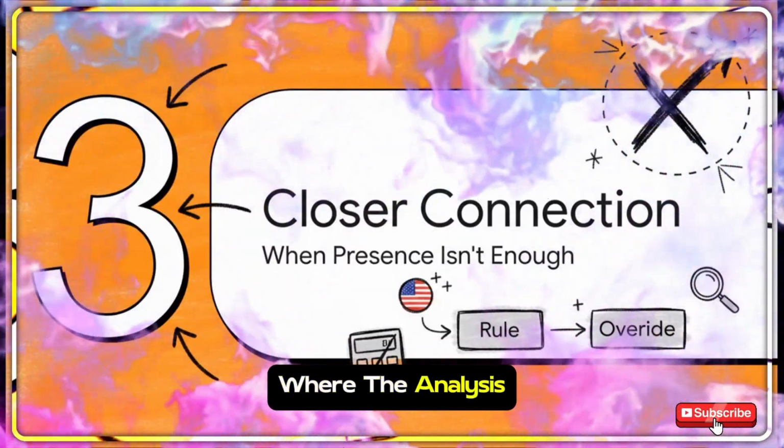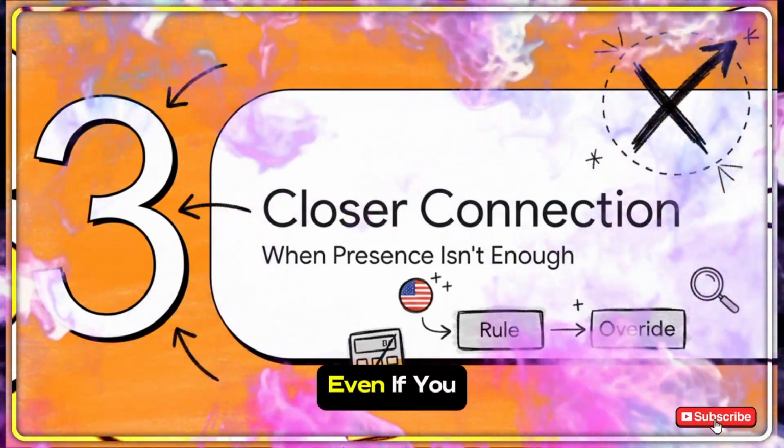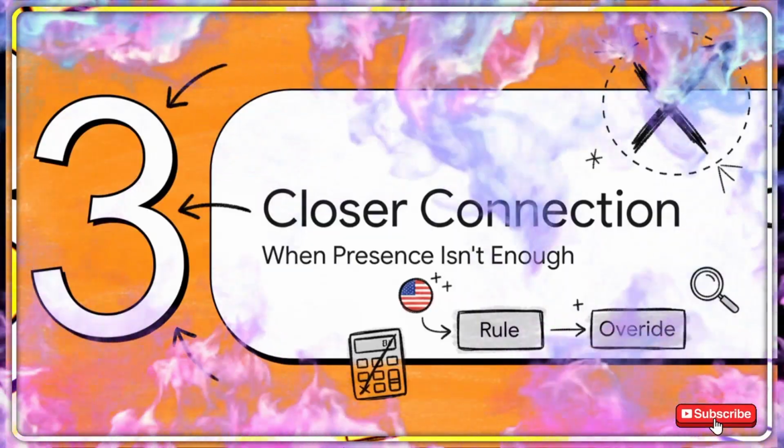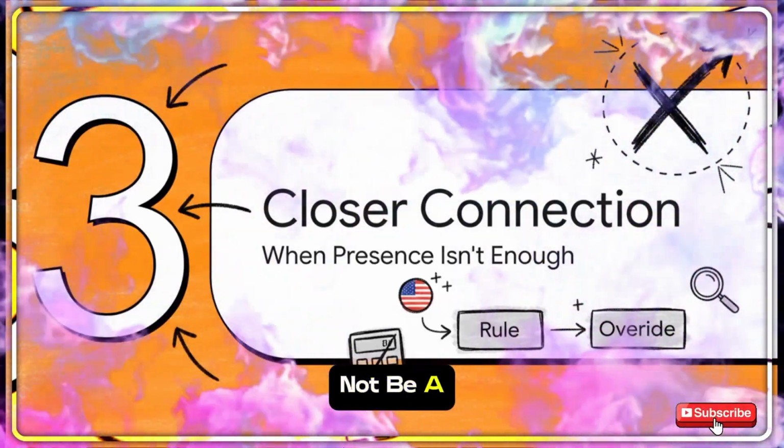Okay, now this is where the analysis gets really interesting. Even if you do the math and you pass the substantial presence test, you still might not be a US resident.